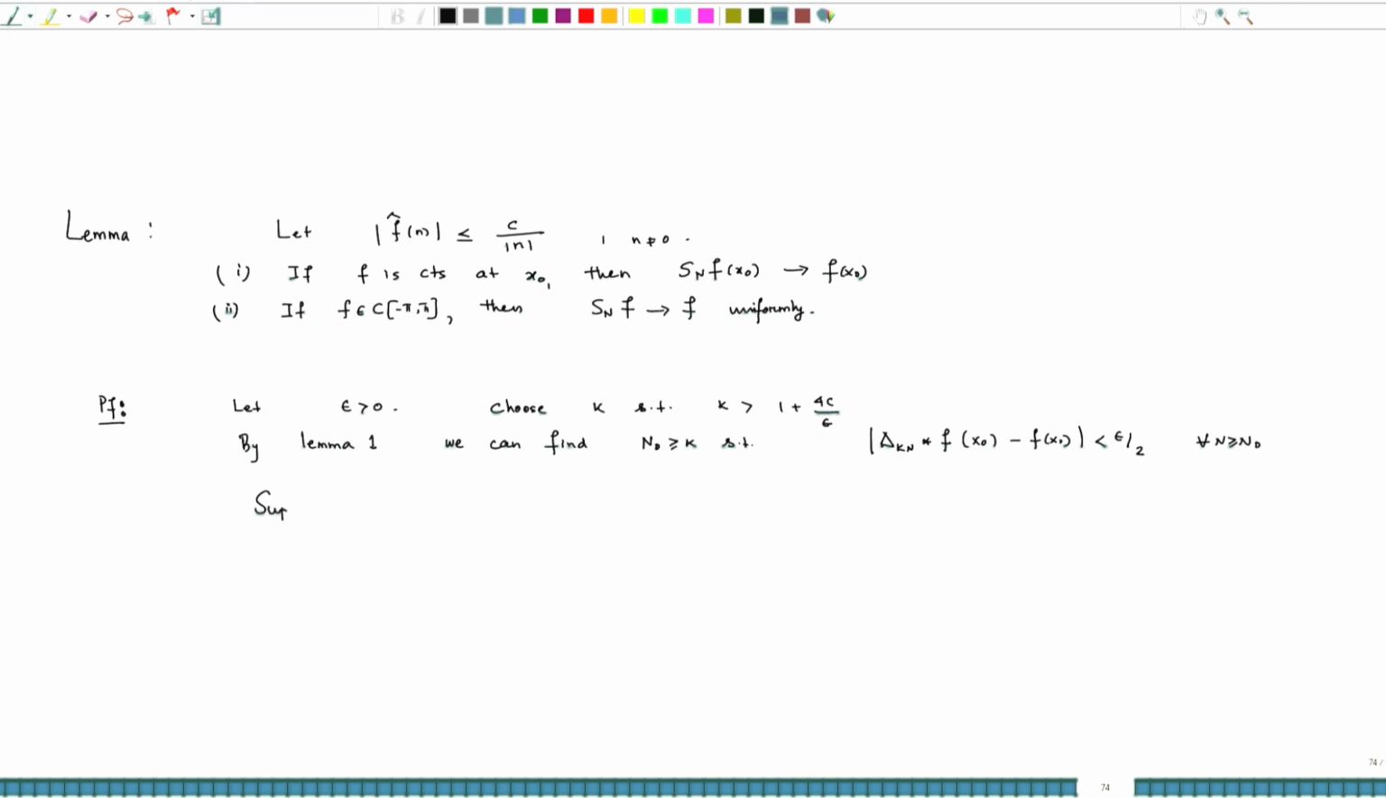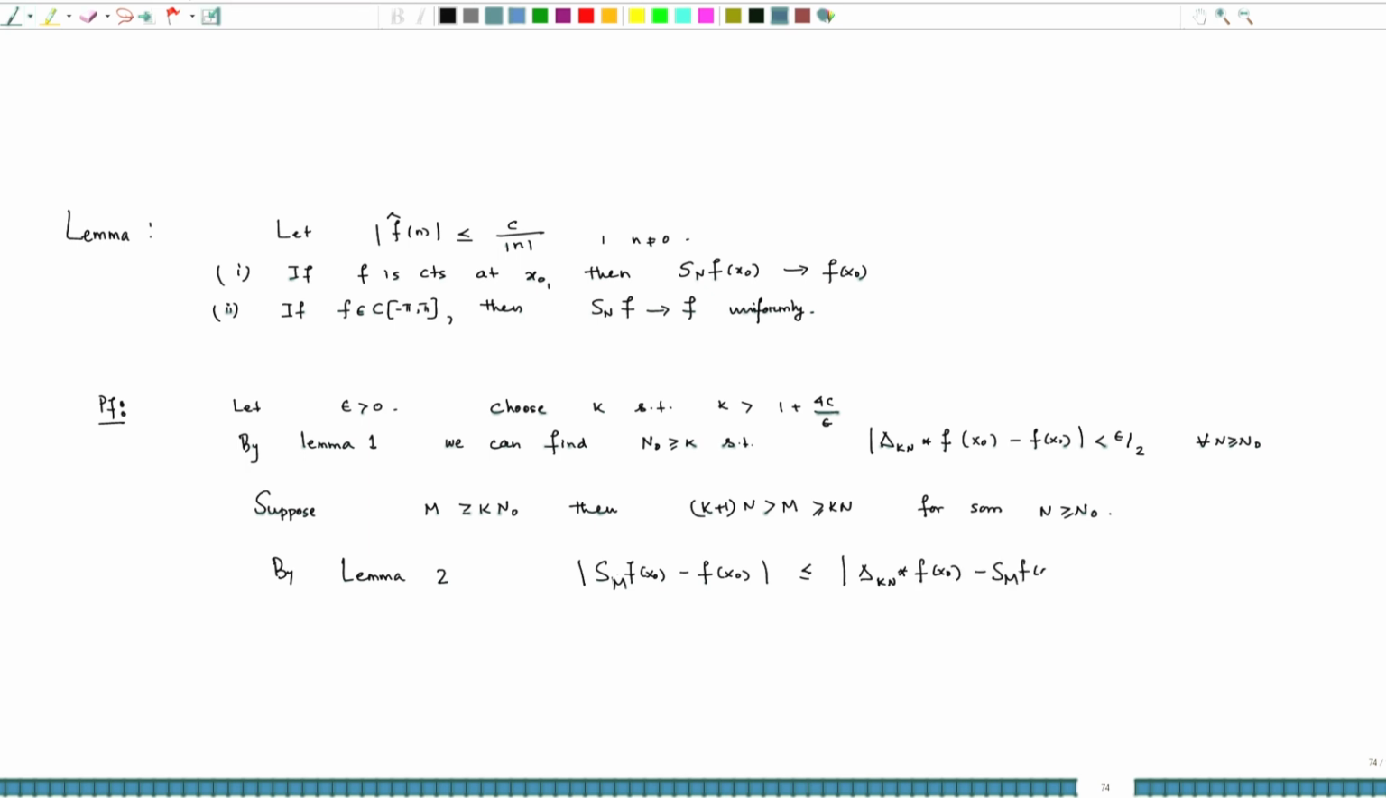Now suppose m is greater than or equal to k times n sub naught, then k plus 1 n would be greater than m, which would be greater than or equal to kn for some n greater than or equal to n naught. Therefore, by lemma 2, we get mod of S m f of x naught minus f of x naught is less than or equal to delta kn convolution of f of x naught minus S m of f of x naught plus delta kn convolution of f at x naught minus f of x naught.